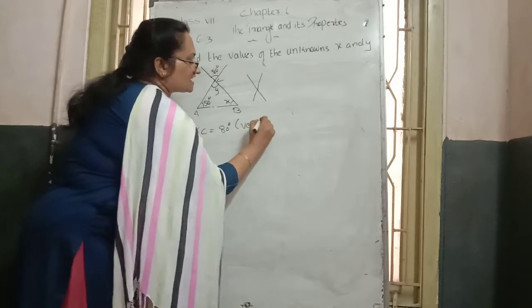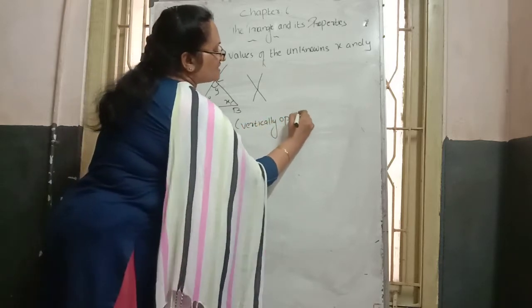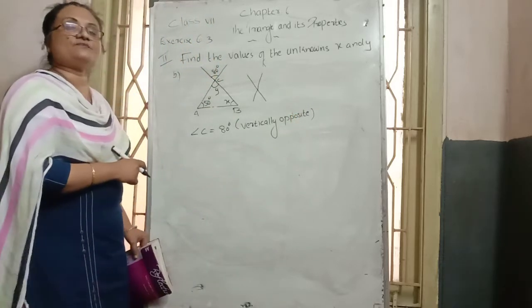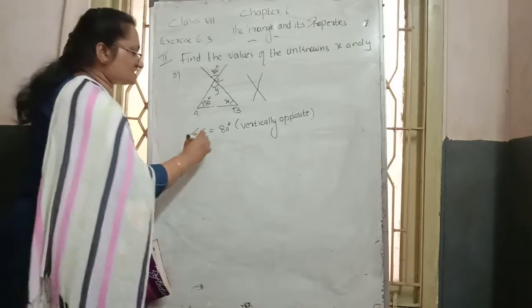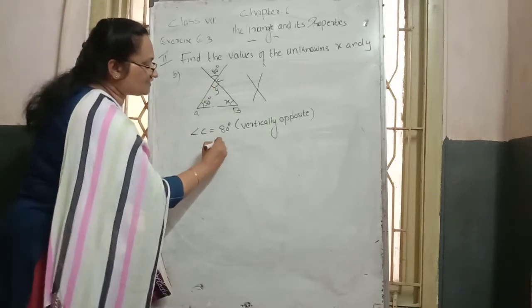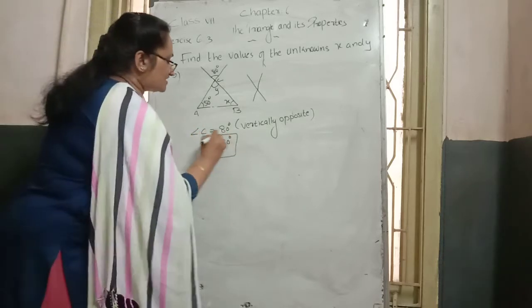What is the reason? They are vertically opposite. That is the reason. That's why the C value becomes 80 degree. That means angle C is equal to y, which we marked as y. So the y value becomes how much? 80 degree. Then next we want the x value.